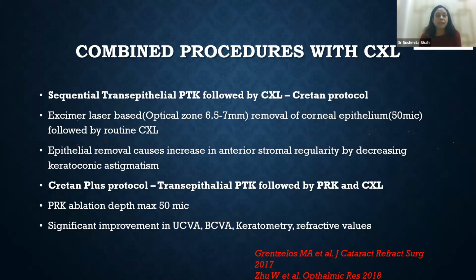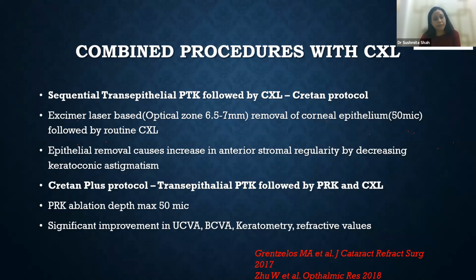The other combined procedure is the Cretan protocol, wherein you do a sequential transepithelial PTK followed by CXL. Herein, the excimer laser is used at an optical zone of 6.5 to 7 millimeter to remove the corneal epithelium, 50 micron, followed by routine CXL. The rationale is that once you remove the epithelium with the help of an excimer laser, its removal causes an increase in the anterostromal regularity by decreasing the keratoconic astigmatism.